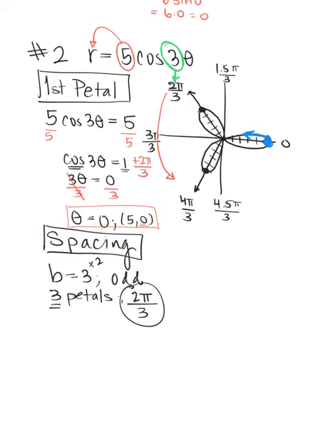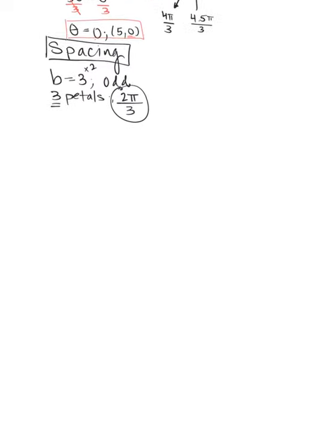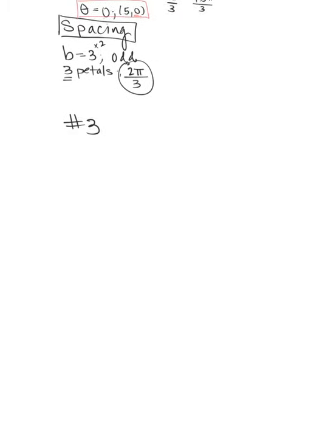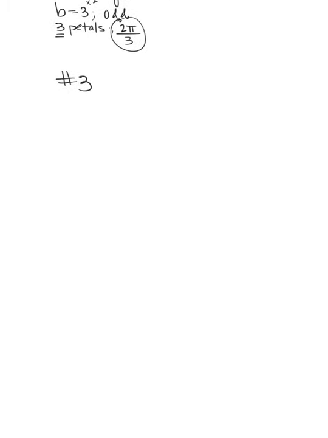Okay. All right, let's do one more petal graph. So we're going to do just one more petal. Okay, so I'm going to do r is equal to 2 sine of, let's do 5 theta. Okay, so r equals 2 sine 5 theta.